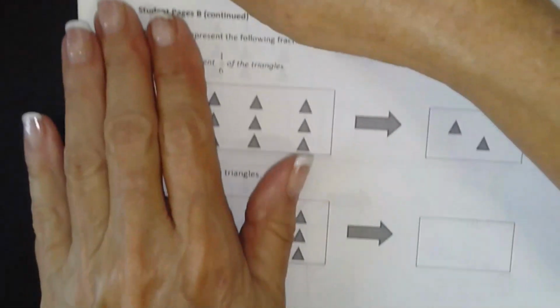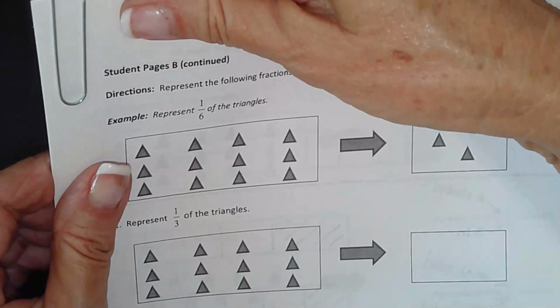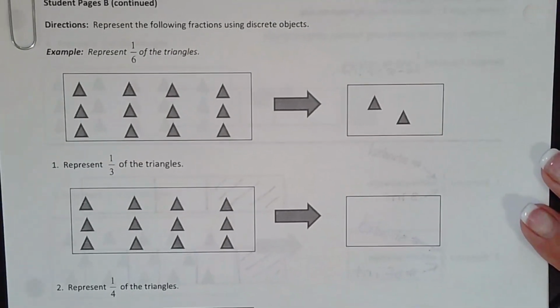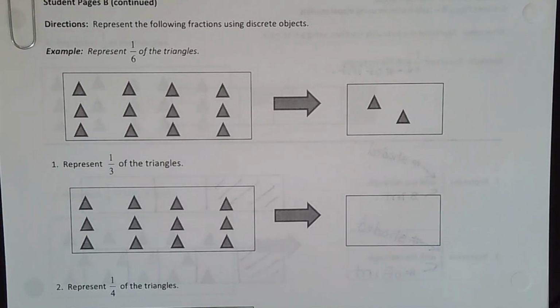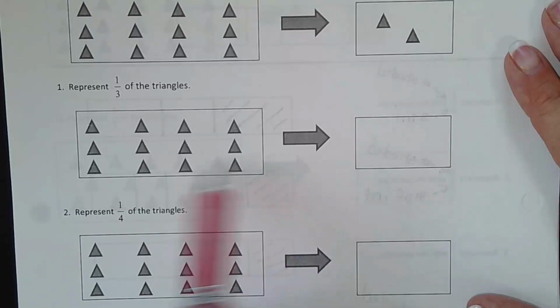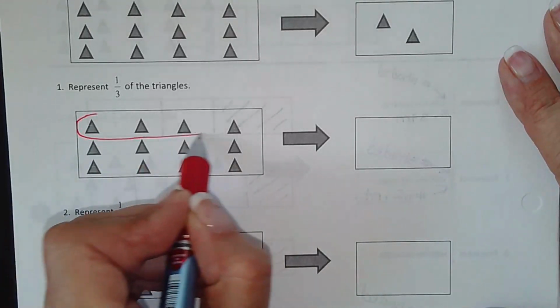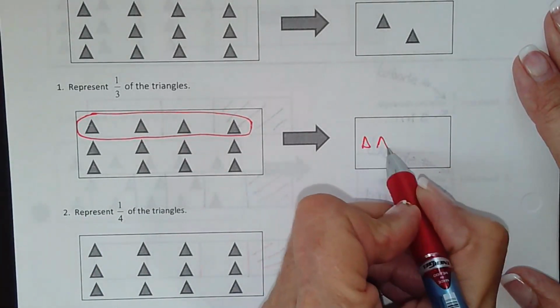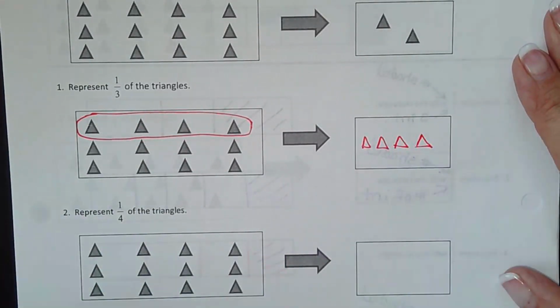Okay, so next we're going to use triangles. I think on your test it's circles. Doesn't matter which figure it is. And we're going to learn how to see a group and know how to figure out what 1/6 is. So sometimes you'll be able to tell. Like 1/3, I can easily tell because there's 3 rows. So 1/3 has to be 1 of those 3 rows. 1, 2, 3, 4 triangles is 1/3.